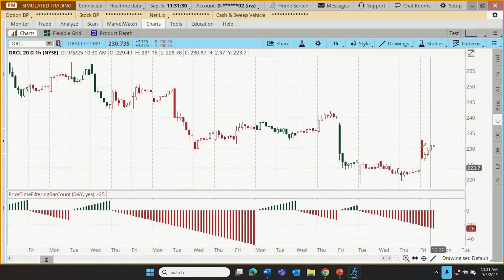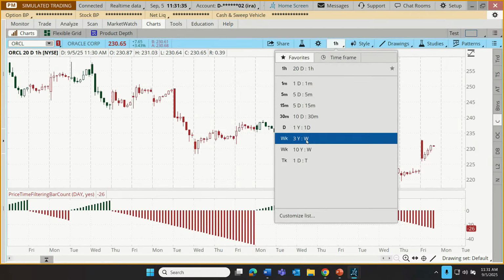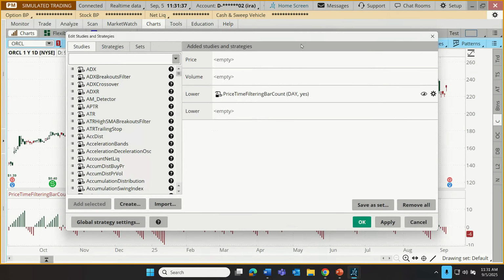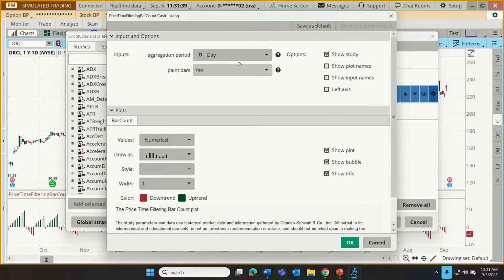Okay, hopefully all of that makes sense. Let's go back to our default. Let's switch our time frame back to a daily chart. Let's switch our indicator back to a weekly default.